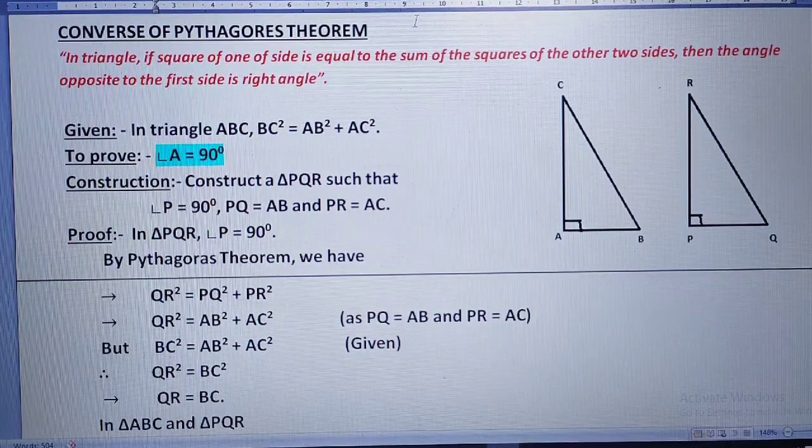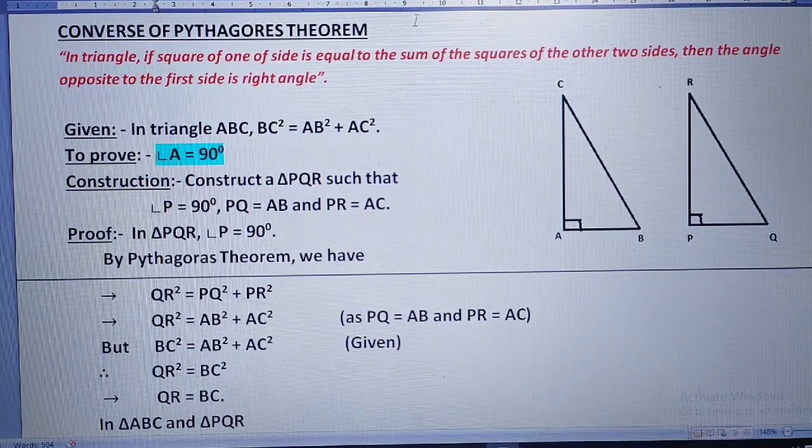Next theorem, the converse of the Pythagoras theorem, whose statement is: in a triangle, if the square of one side is equal to the sum of the squares of the other two sides, then the angle opposite to the first side is a right angle. Is it clear? In a triangle, if the square of one side is equal to the sum of the squares of the other two sides, then the angle opposite to the first side is a right angle.